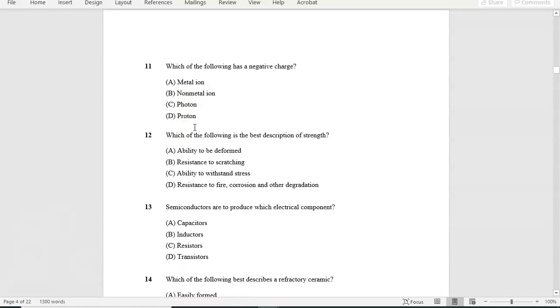Okay, which of the following has a negative charge? Well, metal ions have a positive charge. Protons are positively charged. Photons have no charge, which leaves non-metal ions are negatively charged. Because they've taken on an additional electron, they have more electrons than protons, they have a negative charge.